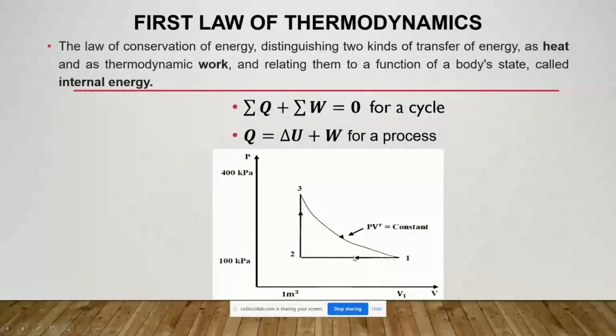The process between 1 and 2, we have a process. The name of the process between 1 and 2 is a constant pressure process. You can see that it is a horizontal line. The pressure does not change. What changes is the volume and the temperature.